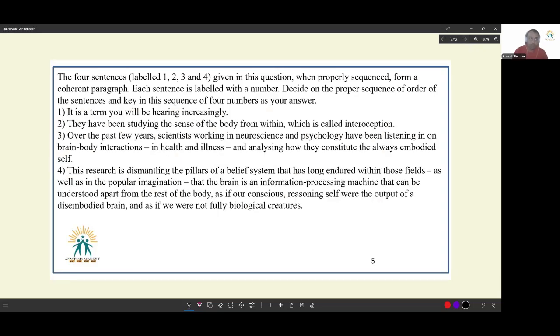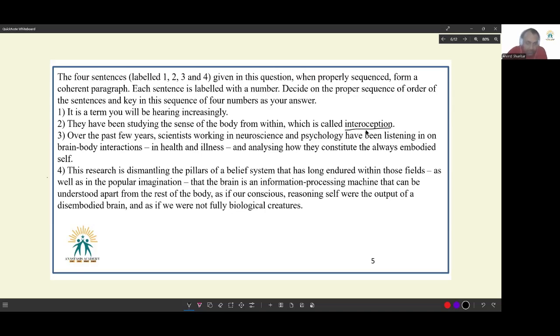Next. It is a term you will be hearing increasingly. Okay. This is definitely not the beginning. They have been studying the sense of body from within, which is called interoception. Now, this is a new term, of course. Maybe one is following this statement too.